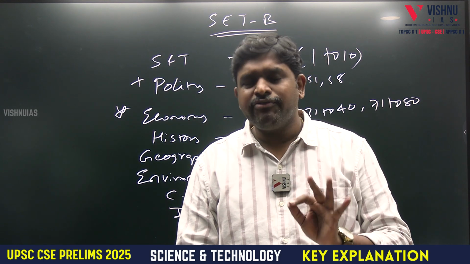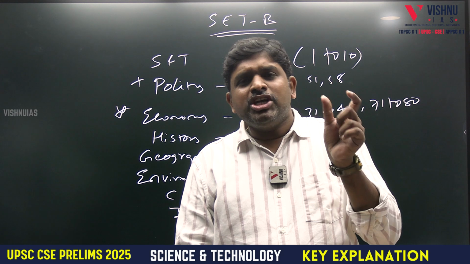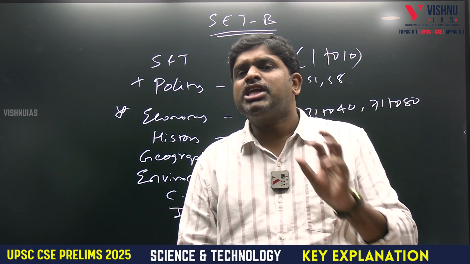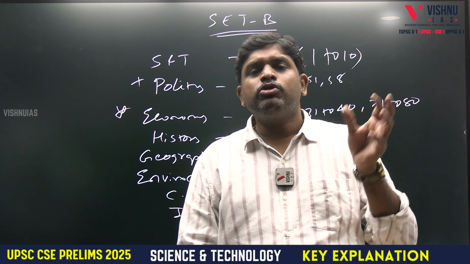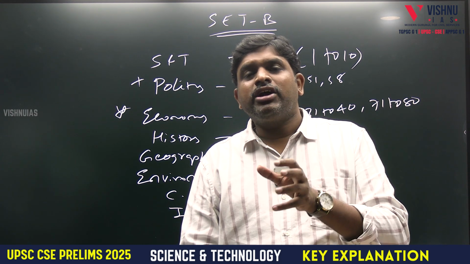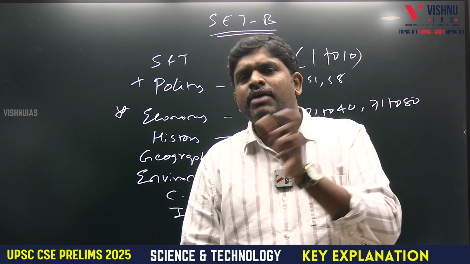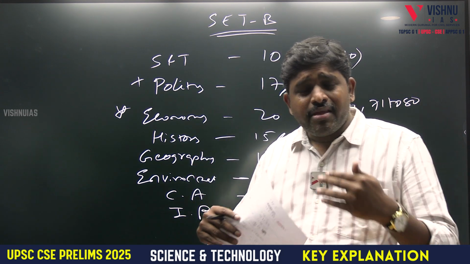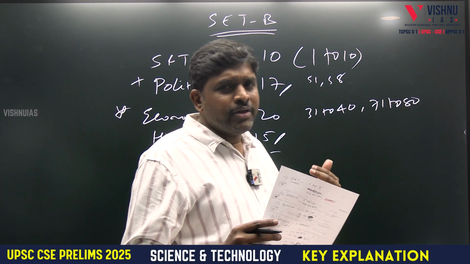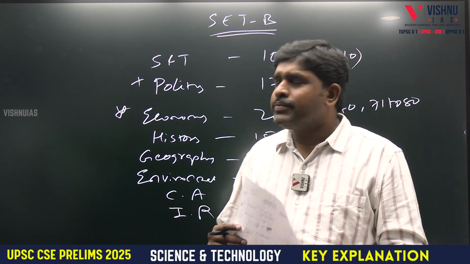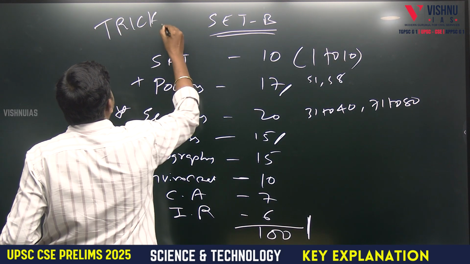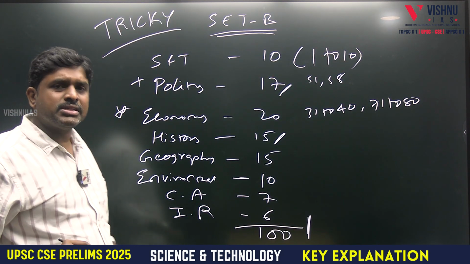Earlier, questions came in blocks like 1 to 20, 21 to 40, 41 to 60. Last year it was 1 to 10, 11 to 20, 21 to 30, 31 to 40, in blocks of 10 questions. Now the jumbling of the questions is there. So the question paper seems to be tricky. Finally, I will tell that this year's question paper is tricky.